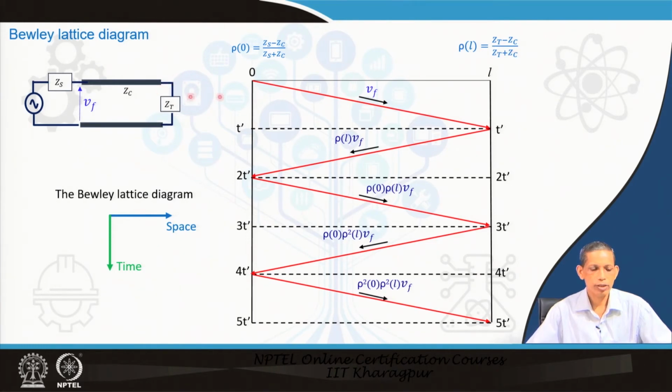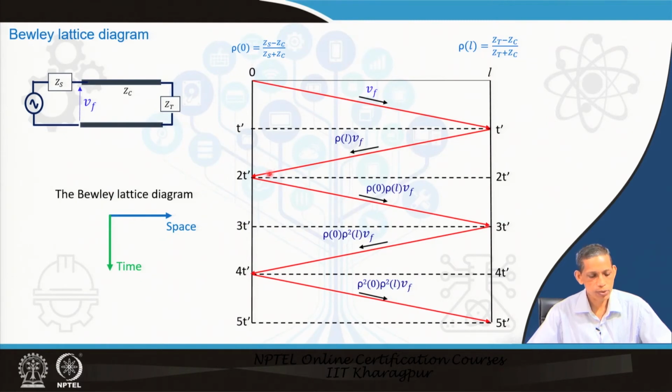So, therefore, you can say that will be (Z_t - Z_c)/(Z_t + Z_c). Then let us say this voltage is being injected at this point, either by switching or whatever happens to be there for this source. It travels as V_f, and at this point something is transmitted to this side and something is reflected. We are talking about the reflected wave, which will be rho_L V_f, the reflection coefficient at L times V_f.